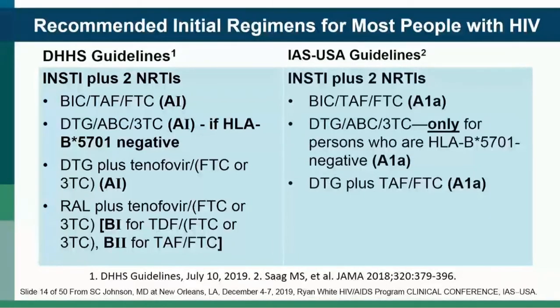There are two sources of treatment guidelines. The DHHS guidelines, I think, are the official guidelines and are listed on your left. And you can see many of these recommendations have A1 recommendations. And on the right side are the IAS USA guidelines, which are an alternative set of guidelines that are updated every 2 years around the time of the World AIDS Conference.